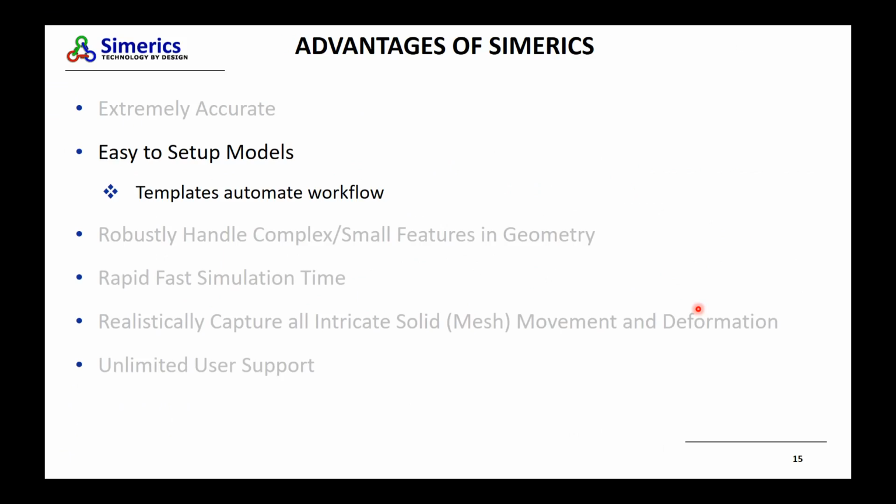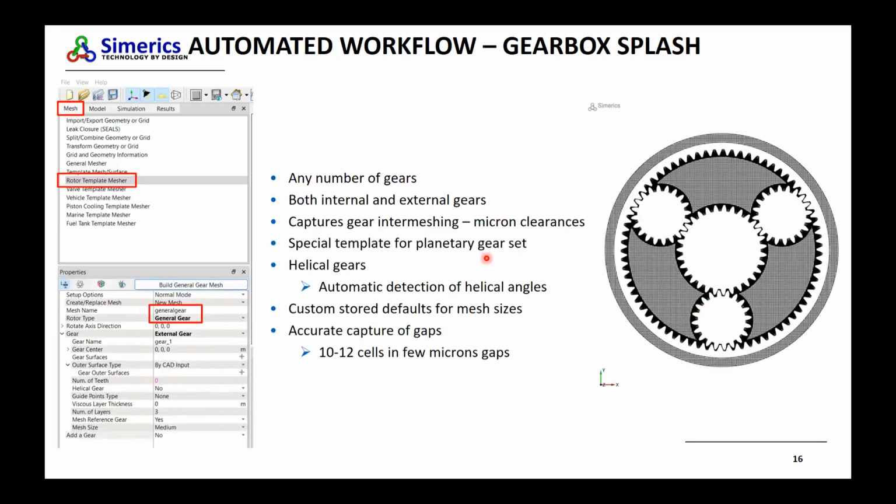In terms of the automation of the workflow, as I briefly mentioned previously, we also have this done for gear meshing. So we have this general gear template. The general gear template offers the advantage that we can handle any number of gears. We can do both internal and external gears. It will capture the intermeshing automatically for the micron-size clearance. We don't need to scale the geometry, we don't need to cut the teeth of the gears, and we don't need to move the centers apart. So we just capture the clearance as such. We just need a small amount of clearance, which could be on the order of 10 microns between the gears.